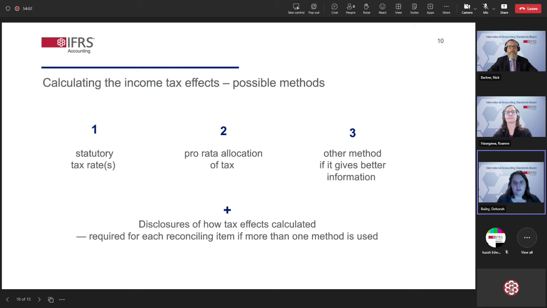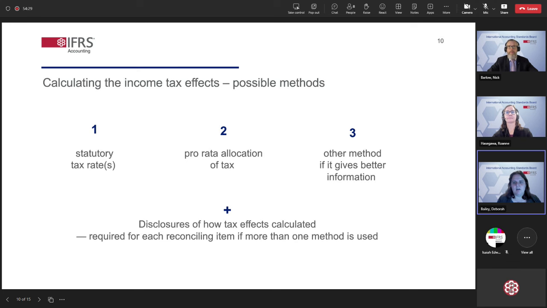IFRS 18 also allows a company to use alternative approaches for calculating the tax effects. So a company can calculate the tax effects of reconciling items based on a reasonable pro rata allocation of the current and deferred tax of the company, or by any other method that achieves a more appropriate allocation in the circumstances. And this approach is similar to the approach for determining the income tax effect set out in IAS 12.